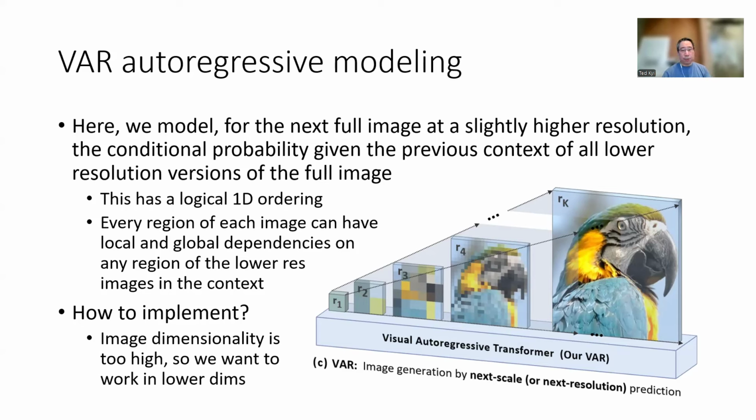As I was saying, there could be some global dependencies. The part of the parrot that's blue, I think maybe that's the wing, has global dependencies on other parts of the wing that are also blue. And so by having this high res image informed by this lower res image, you can communicate information up.